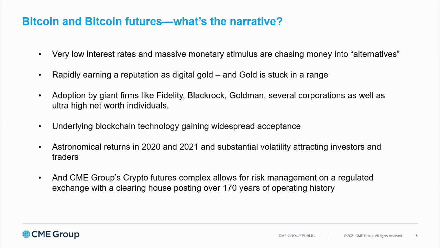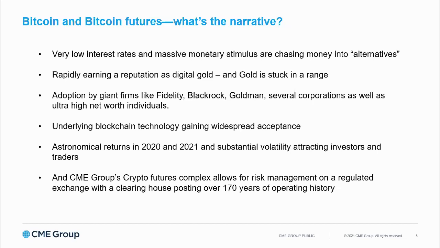And the next bullet here is that it's rapidly earning a reputation as digital gold. Gold isn't going away. Gold is an enormous market, and we're going to go over that in a couple slides. But what we're seeing is that Bitcoin is starting to take on some of the same characteristics as gold. Gold's been viewed as the safe haven asset for a very long time, but Bitcoin is starting to be looked at as an inflationary hedge. So Bitcoin is slowly creeping up on some of gold's market cap.